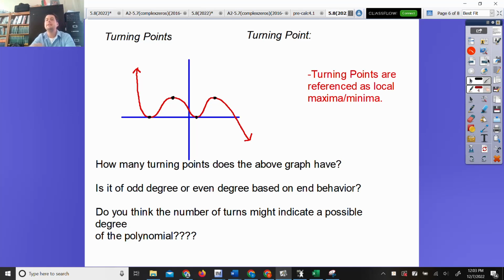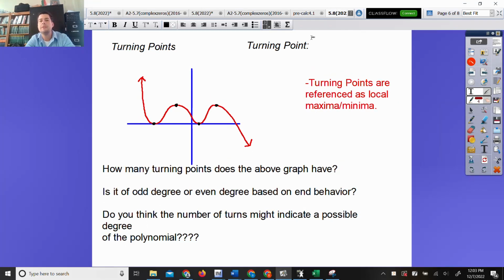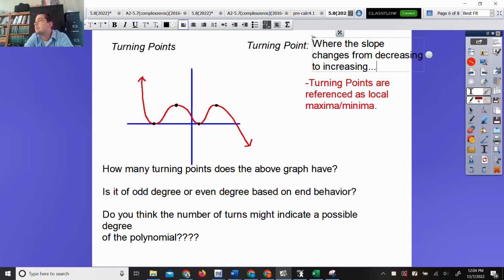A turning point is where a graph basically goes from increasing to decreasing or vice versa. It's where the slope changes. That's all it is. It's where the slope changes. And I guess I should add to that, from decreasing to increasing and vice versa. They're literally called turning points because it turns. I don't even know that you need that much of a definition.